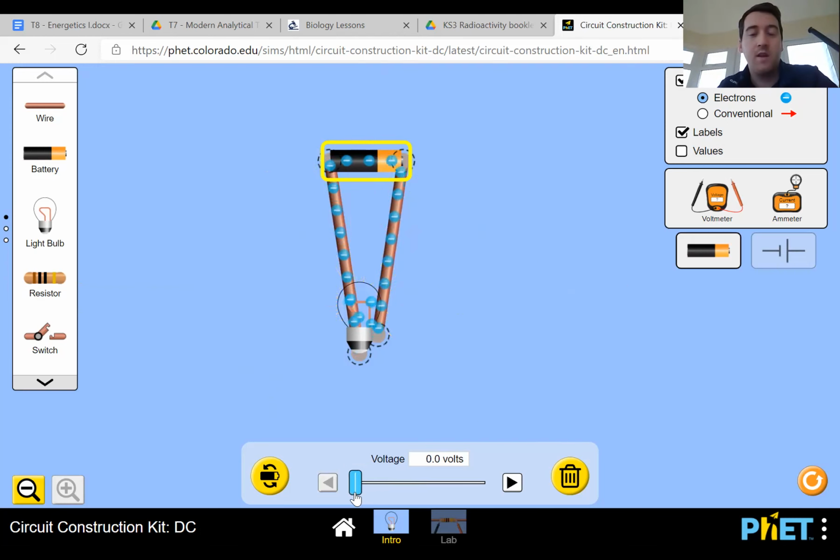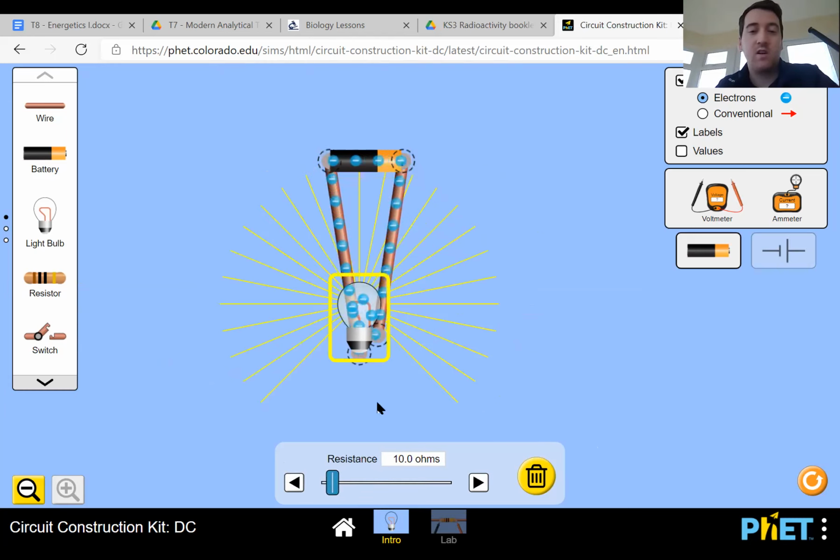Okay. What we can also do is set the resistance of the bulb. So if you click on the bulb, you can set the resistance. Now the default here is to set the resistance to 10 ohms, and that's what we're going to leave it at. We're going to leave the resistance as 10 ohms.